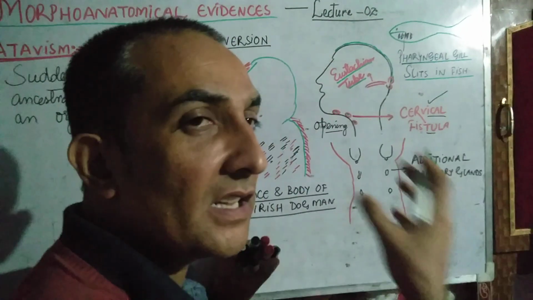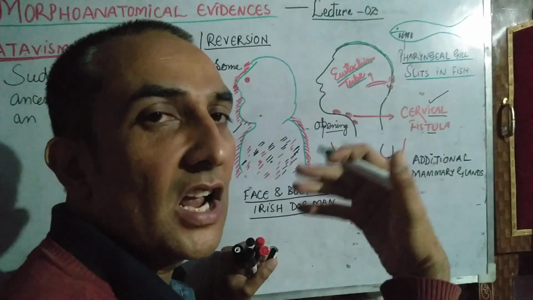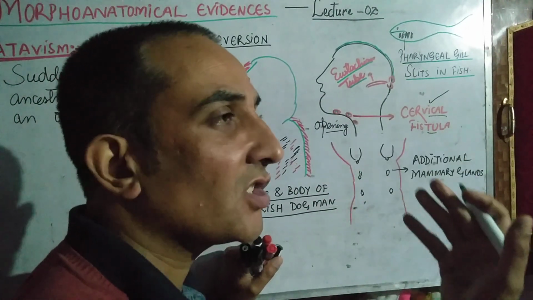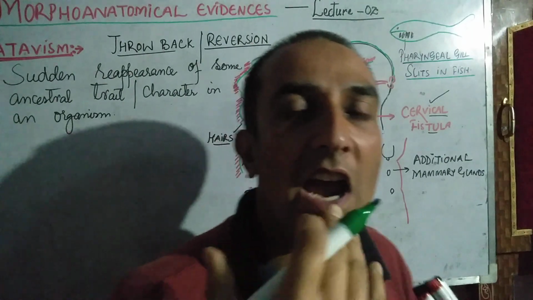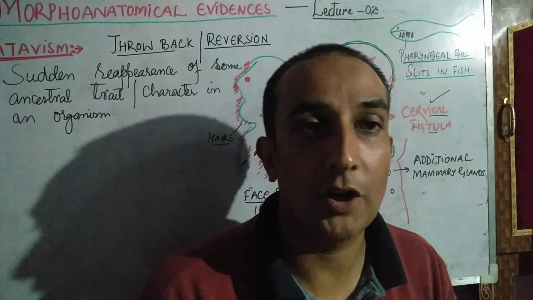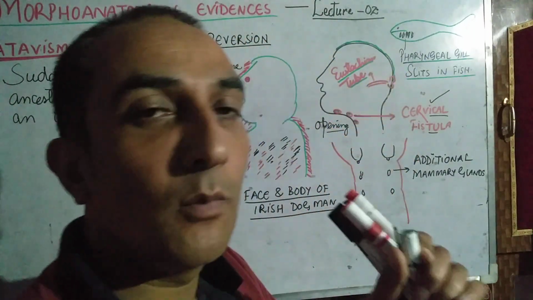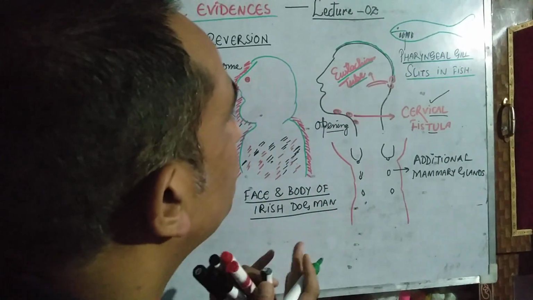So what happened in this very human being is that it suddenly began to reappear some characters of its ancestors, or some characters of its ancestral organisms which actually have been lost in the evolutionary course. This is what we call atavism, throwback, or reversion. Then we will move on towards another example.